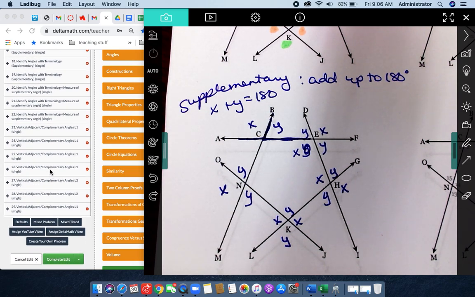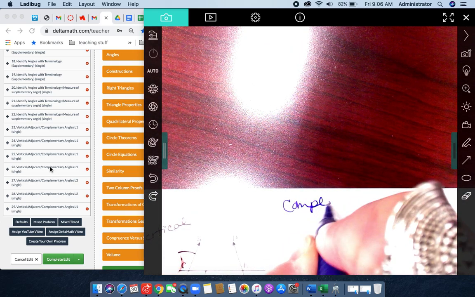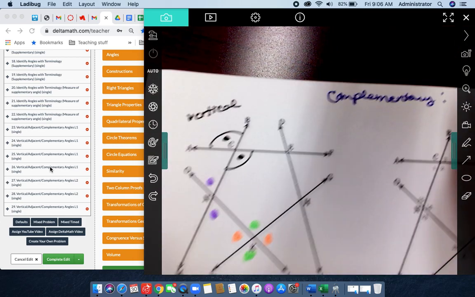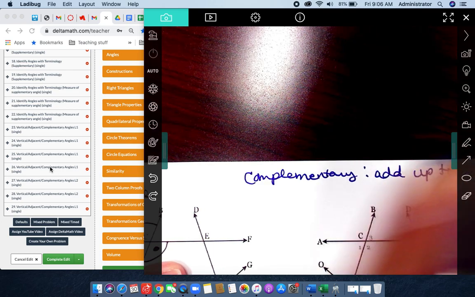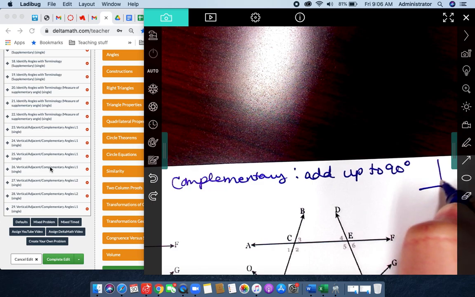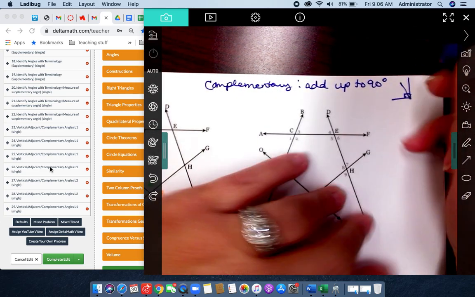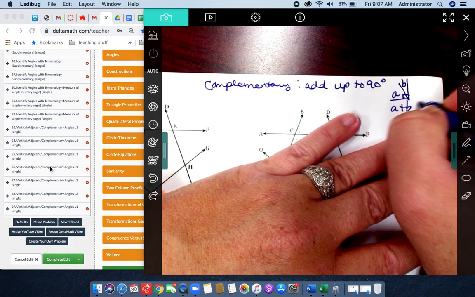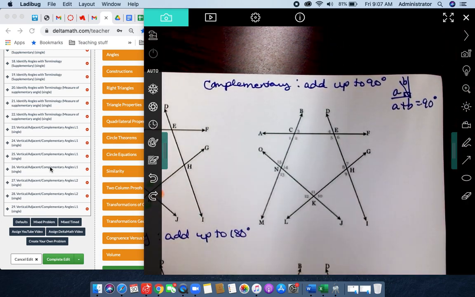Complementary is when they add up to 90 degrees. So I'm just going to write this down so we'll have it ahead of time. Complementary. So remember how supplementary add up to 180, complementary means they add up to 90 degrees. And so remember that if I have an angle with a box, that means it's a 90-degree angle. If I split that into two, then if I call this A and B, then A plus B will add up to 90 degrees. So we need to be aware of that one.